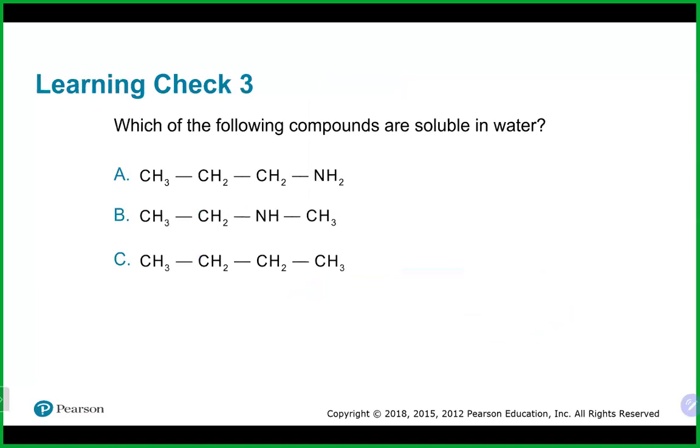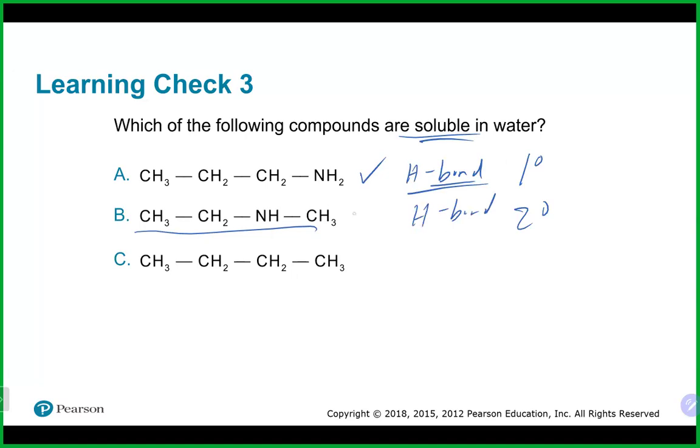All right, so which of the following should be soluble in water? Will the first one be soluble? Yes. It is a primary amine, so it definitely has the ability to hydrogen bond. So I'm going to go yes on that one. It's got the ability to hydrogen bond, which is pretty much the answer for why something is soluble in water. So that's our primary. This guy here, which is also an amine, is a secondary amine. So it also should be able to hydrogen bond and be soluble.